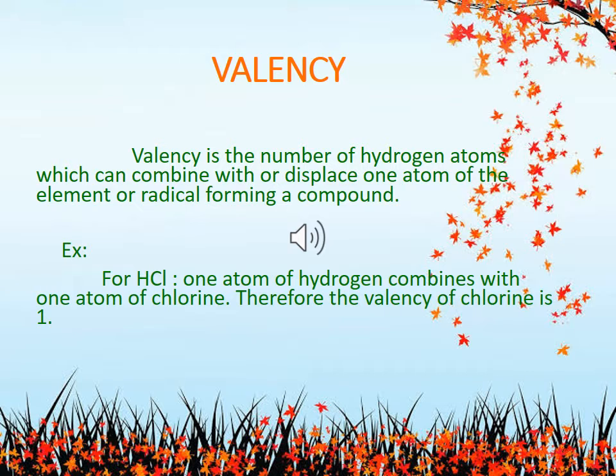And another example I can give, for example, water, H2O. Here, two atoms of hydrogen combine with one atom of oxygen. As with one atom of oxygen, two atoms of hydrogen are getting combined. That is why the valency of oxygen will be 2. The next one, like ammonia, NH3. Here, 3 atoms of hydrogen combine with one atom of nitrogen, and therefore the valency of nitrogen is 3.